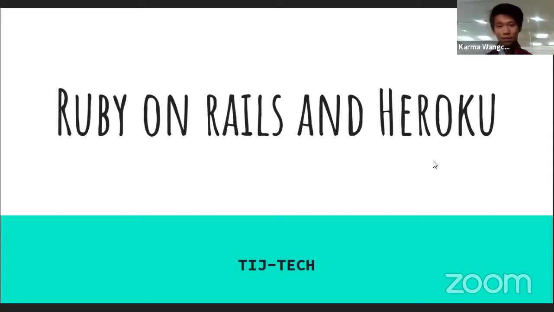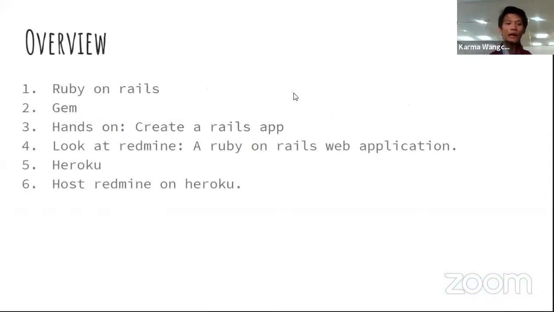To get started with Ruby on Rails, I'll introduce you to the presentation topics. Starting with Ruby on Rails: what is Ruby on Rails? I'll go with the basics of gem. What is a gem and what is its significance to Ruby on Rails? Then we'll go with creating a simple Rails application, that's an application written in Ruby.